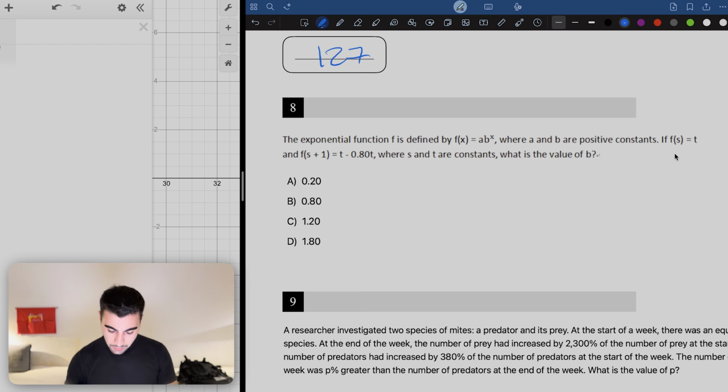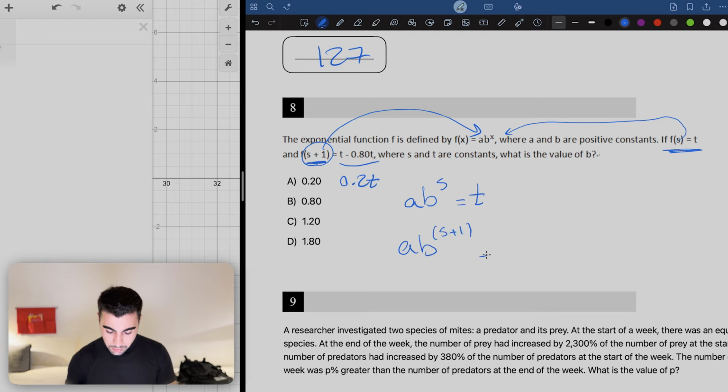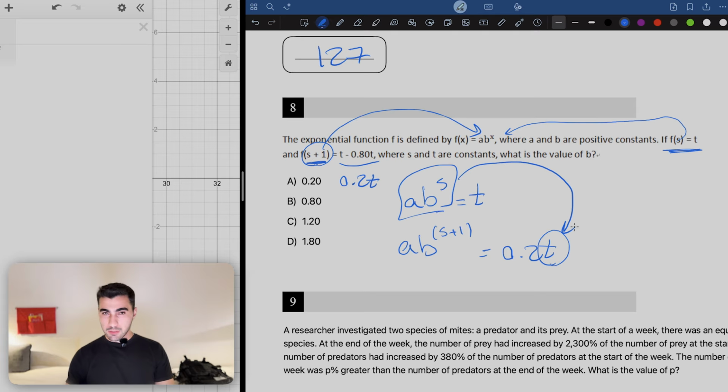All right, so we have f of s equals t. That means I plug s into x. So that means a times b to the power of s is equal to t. And we have f of s plus 1 is equal to t minus 0.8t, which is basically 0.2t. So f of s plus 1 means plug s plus 1 into x. So I'm going to have a times b to the power of s plus 1 equals 0.2t. Now t is a times b to the power of s. So I can just substitute that here. Rather than t, I'm just going to put a times b to the power of s.